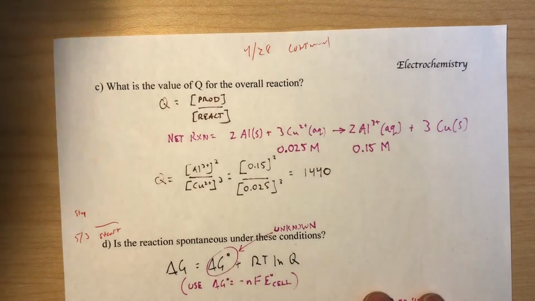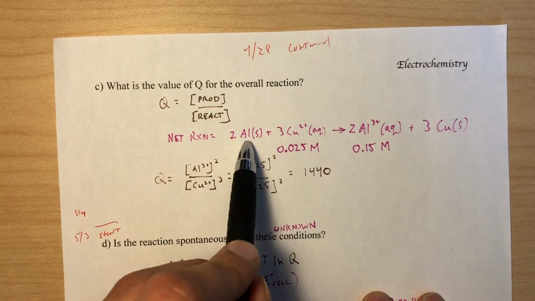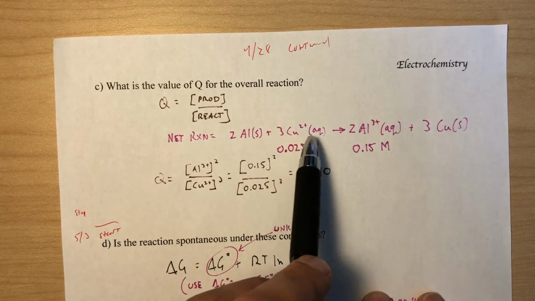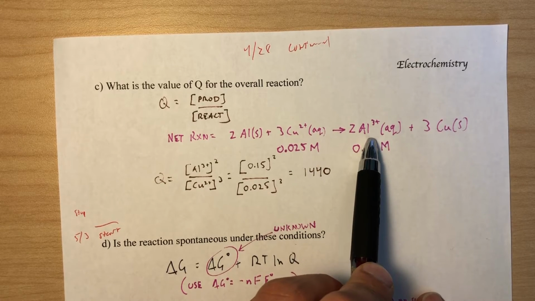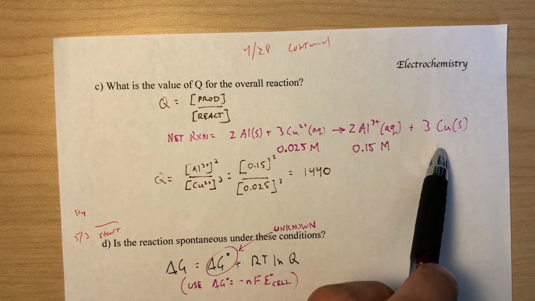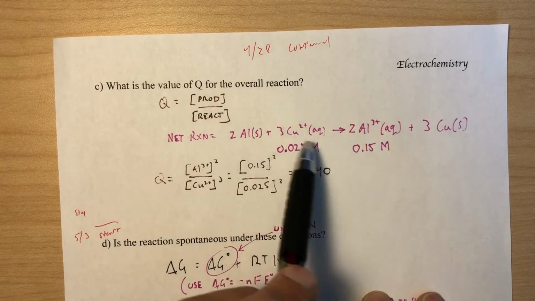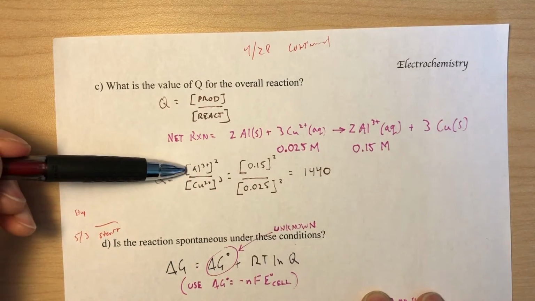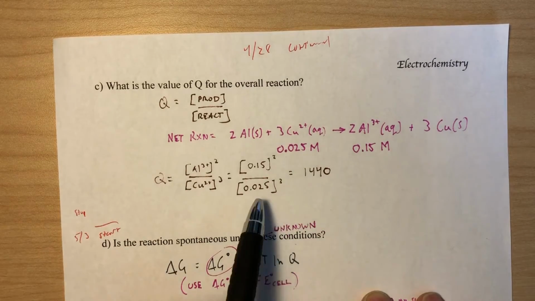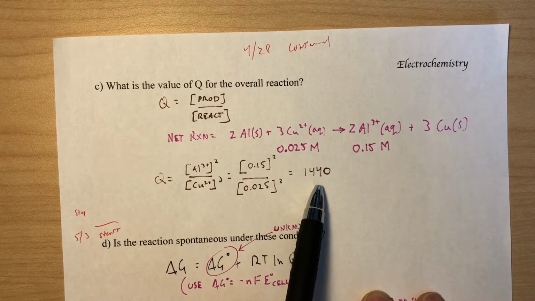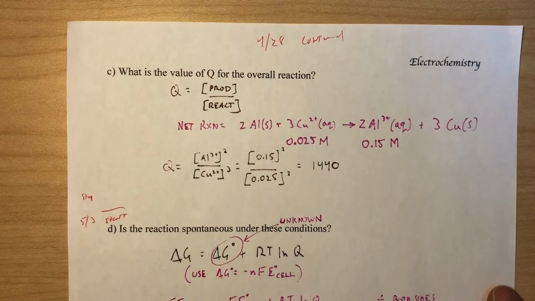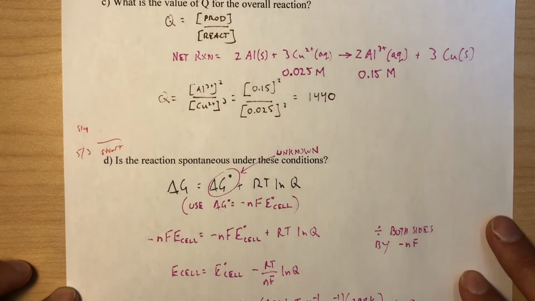And we calculated the Q by first determining the net reaction, which was 2 equivalents of aluminum solid reacting with 3 equivalents of copper ion to make two equivalents of aluminum ion and 3 equivalents of copper solid. Only the aluminum and the copper were in solution, so our Q is going to be equal to those values raised to their coefficients divided by one another, which gave us a Q that is equal to 1,440. So now we need to figure out whether or not the reaction is spontaneous under these conditions.